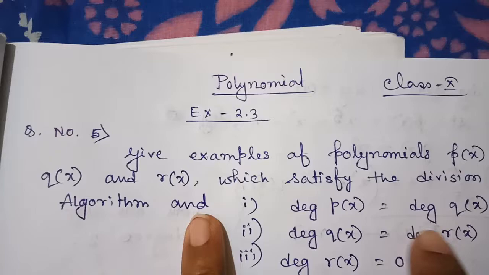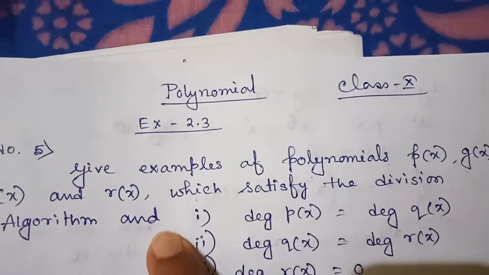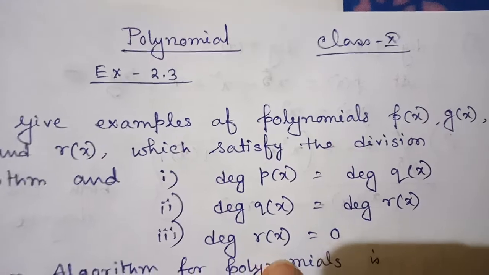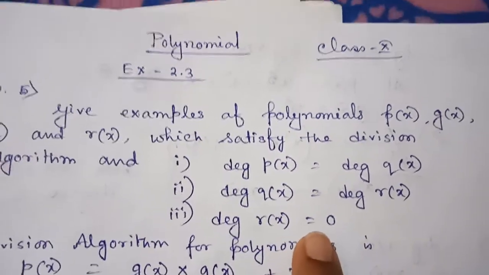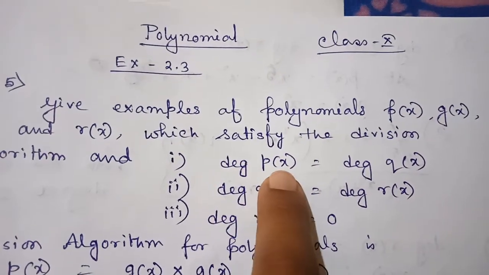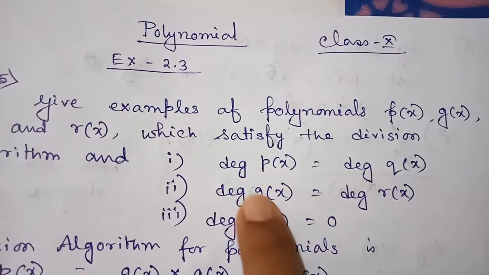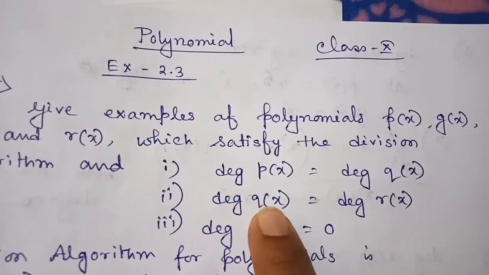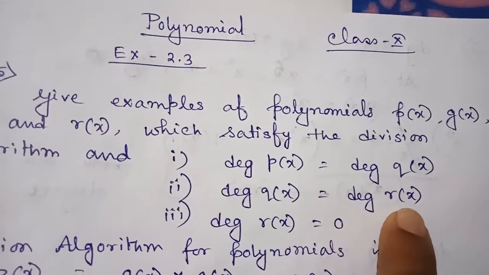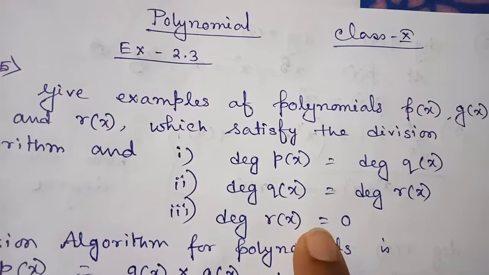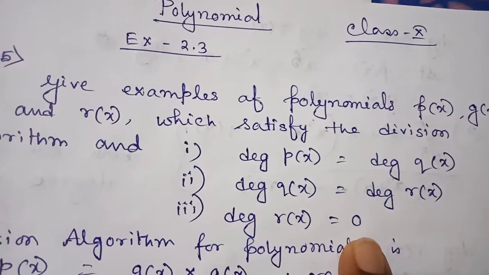It's the normal division process. Now you have to find out 3 different examples so that the degree of the dividend polynomial will be the degree of the quotient polynomial. Second one, degree of quotient polynomial will be the degree of the remainder polynomial. And the third one will be degree of remainder polynomial, that is 0.